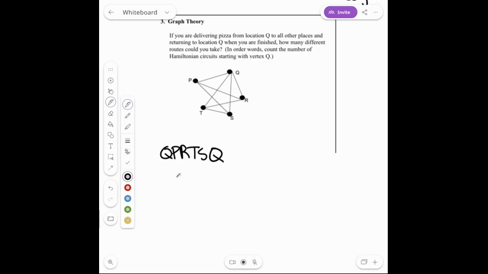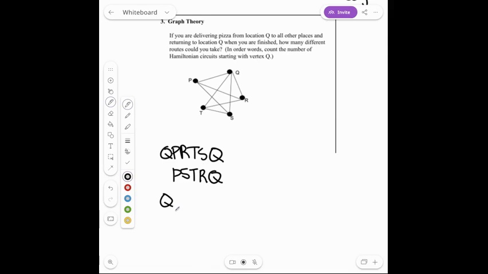Q, P, R, S, T, Q. And then again, you can go to P, and instead of going to R, you can go to S. Q, P, S. And then you can only go to T, R, Q. Okay. So these are the two cases with P.